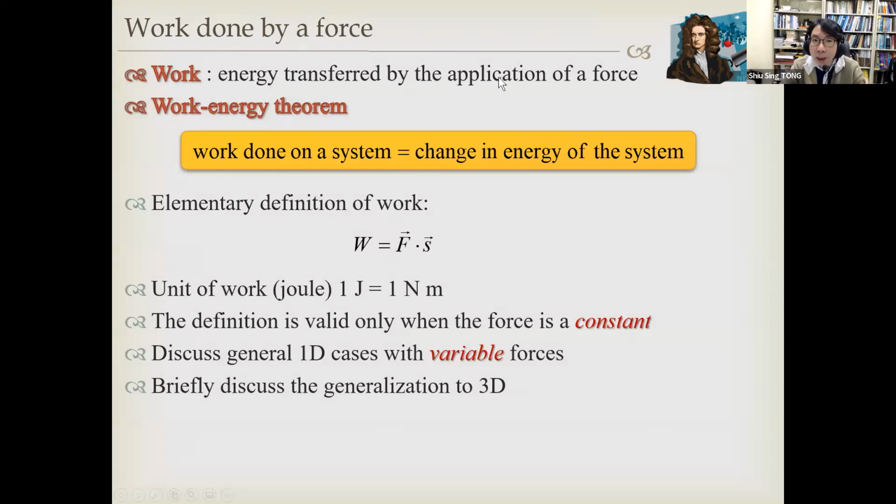So this is the idea. The work is the energy transfer by the application of force. Now, the work is not a kind of energy. I must make it clear. The work is not a kind of energy. Do you know what I mean? By a kind of energy, I mean something that a body possesses. For example, when a body is moving fast, it possesses kinetic energy. When a body is raised to a high altitude, it possesses potential energy. That is the energy that the body possesses. It belongs to the body.